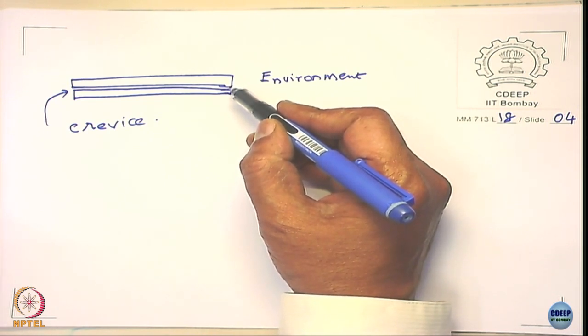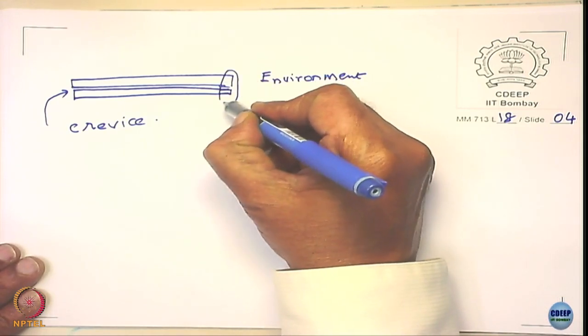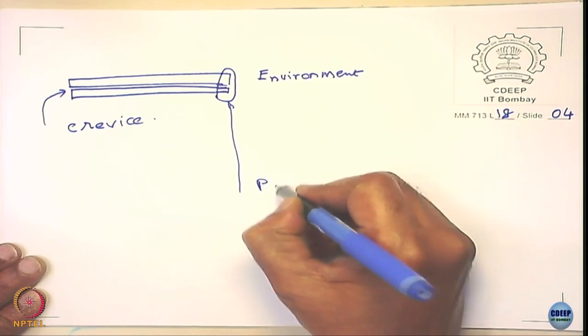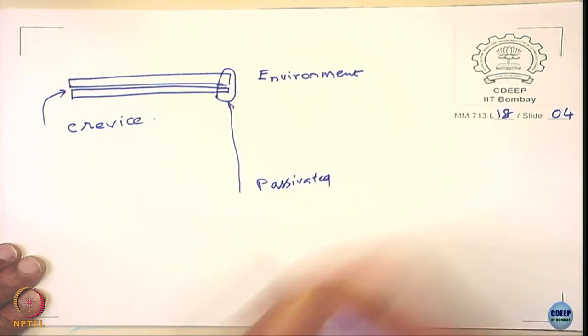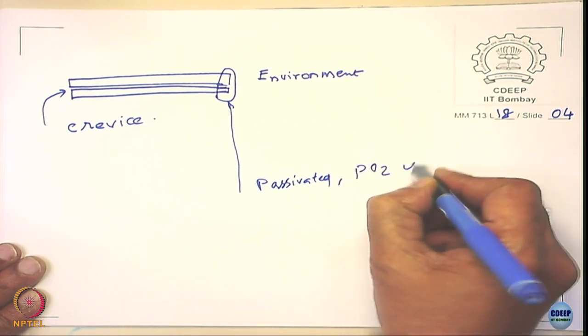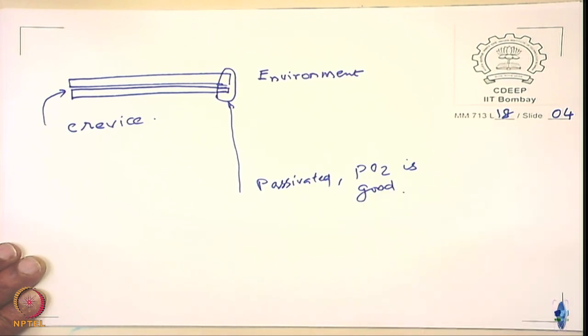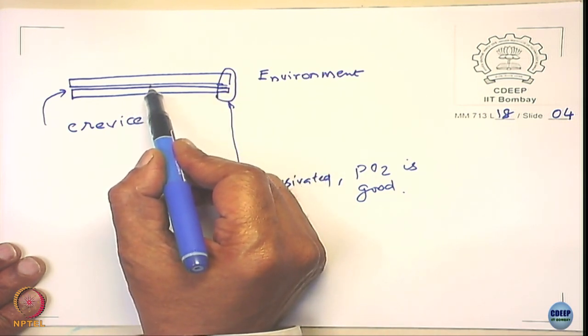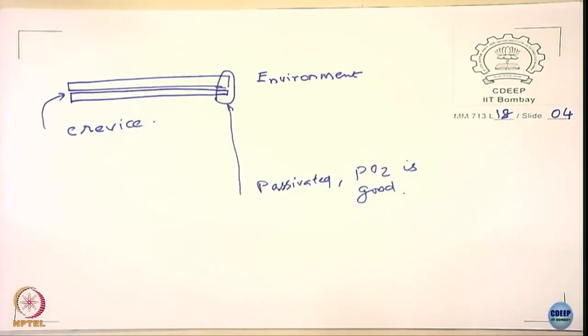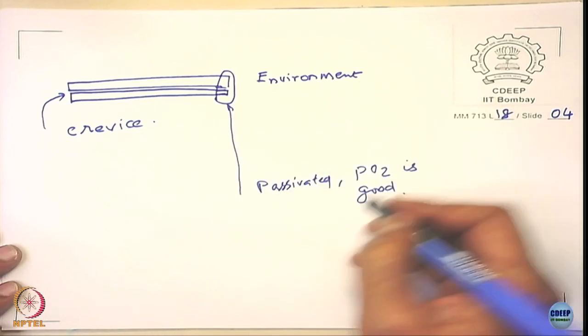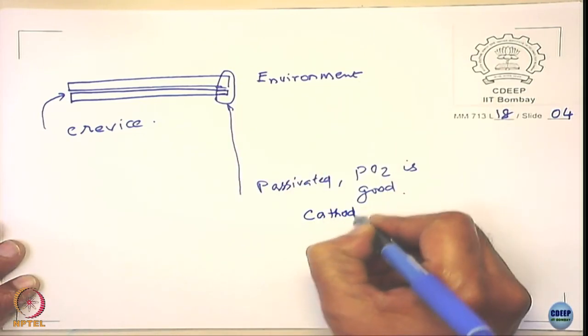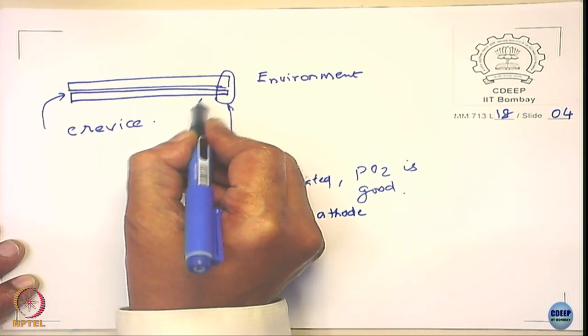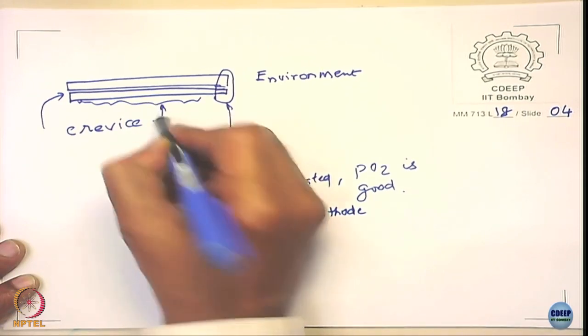The oxygen, there will be a reasonable amount of oxygen present there; the crevice mouth will be passivated, right. Why? Because the oxygen partial pressure is good. The oxygen partial pressure decreases from the mouth to the interior, and after some time it is not going to vary at all, right. So, what will happen is that the crevice mouth is going to be a cathode and all these areas are going to be the anode.